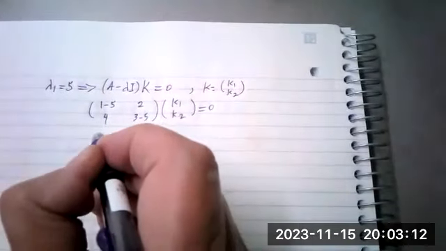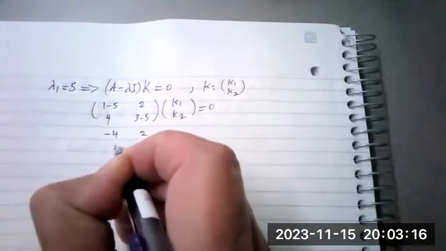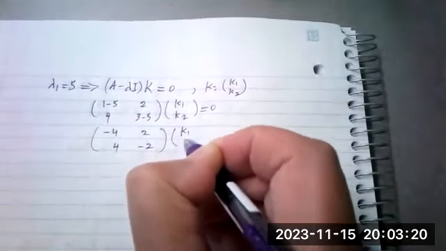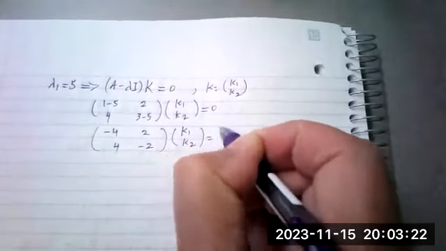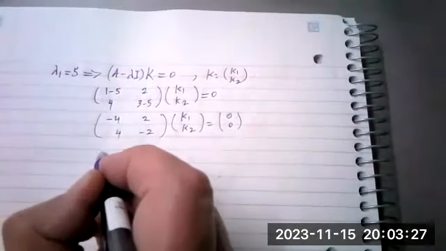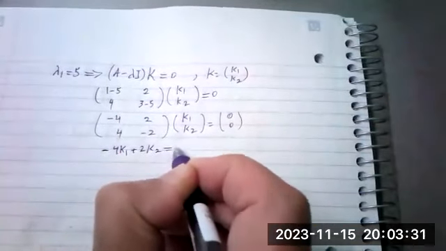So if we simplify it, that would give us -4, 2, 4, -2, times K1 and K2, equal to 0, 0. We need just one row. If you multiply it, it is negative 4K1 plus 2K2 equal to 0.